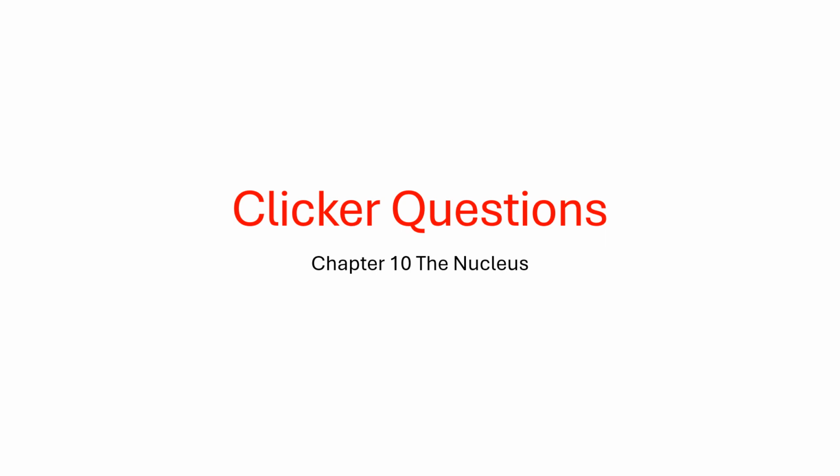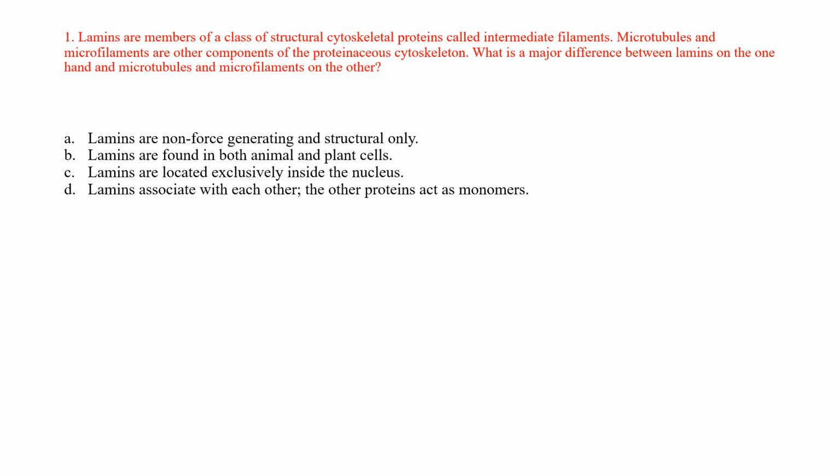Clear questions for Chapter 10, the nucleus. Number 1, lamins are members of a class of structural cytoskeletal proteins called intermediate filaments. Microtubules and microfilaments are other components of the proteinaceous cytoskeleton. What is the major difference between lamins on the one hand and microtubules and microfilaments on the other?